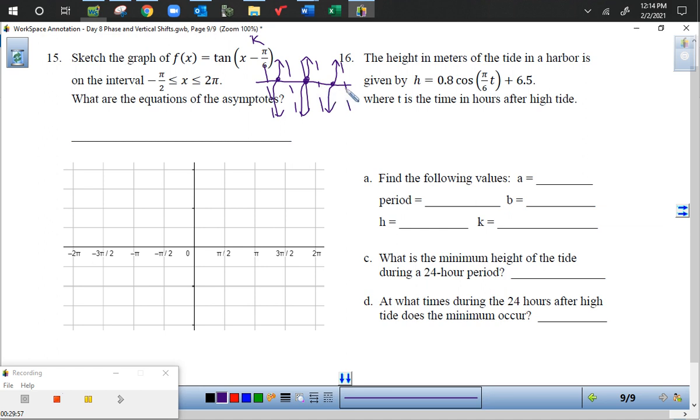Remember, the period of tangent is pi. So hopefully you remember that the first asymptote is at pi over 2. If not, remember, think unit circle. At pi over 2, we've got 0, 1, and 1 divided by 0 is undefined. Okay, that's where it's coming from.